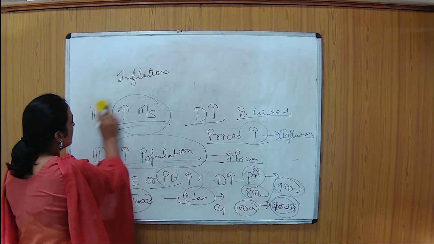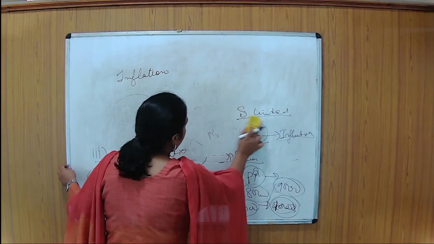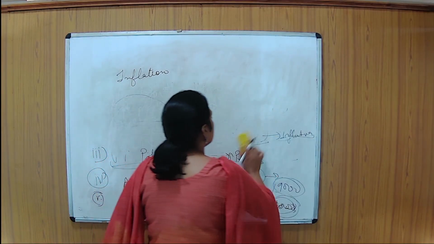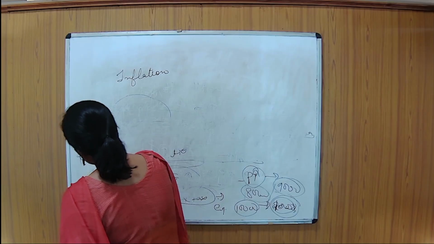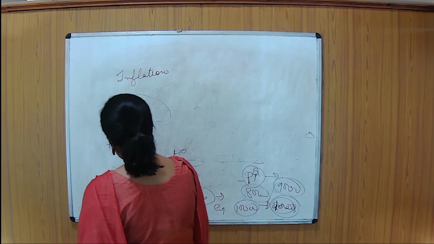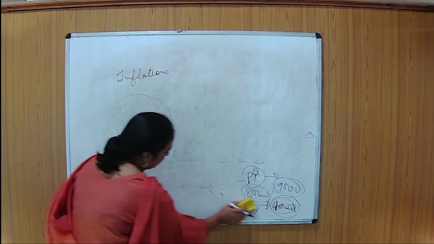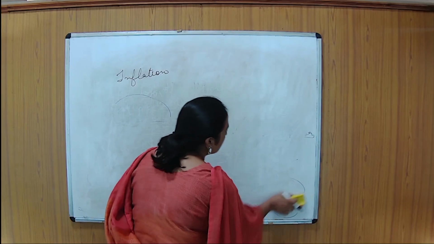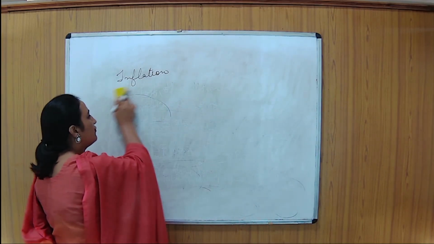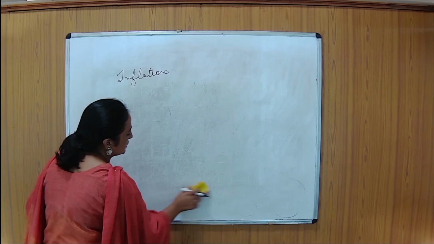Now we are talking about supply side inflation. So what is supply side inflation? That inflation occurs due to decrease in the supply. So supply will decrease here and demand will be constant here. So now we will check how supply side inflation will result in inflation.